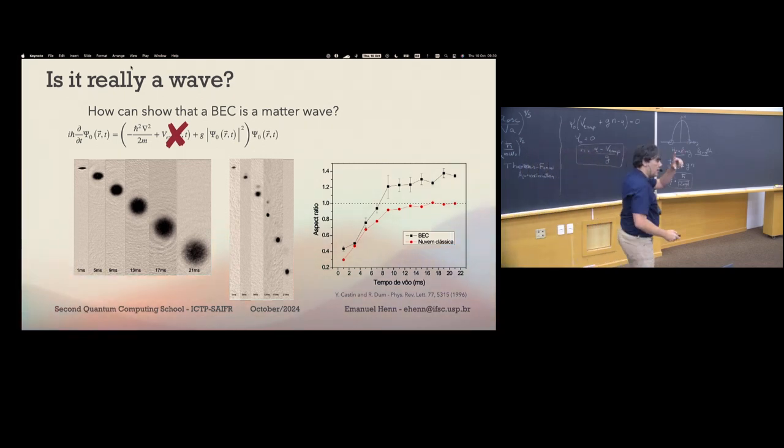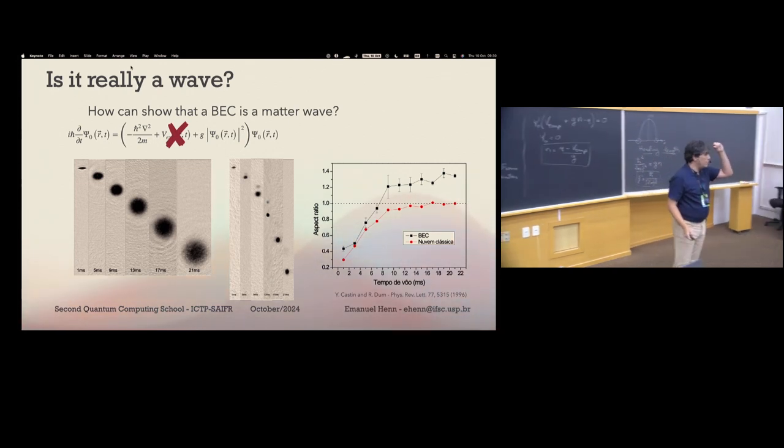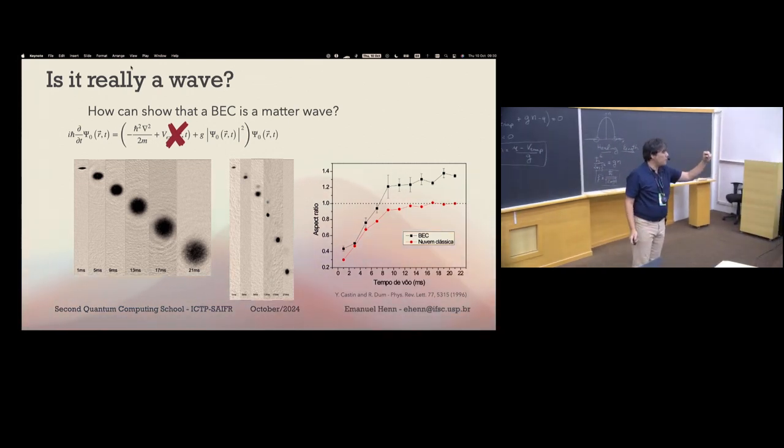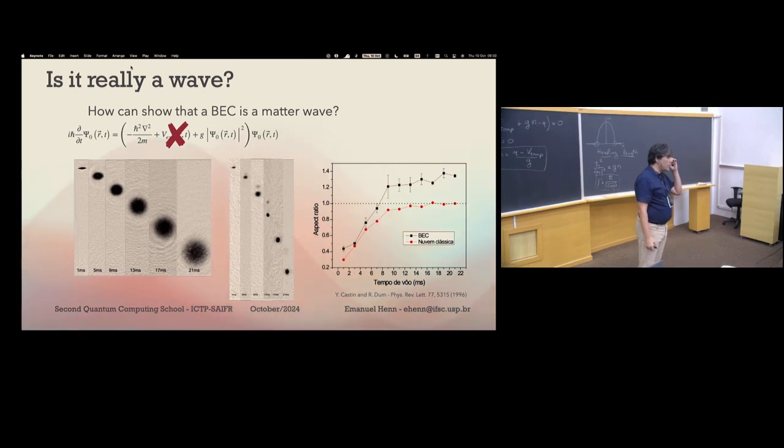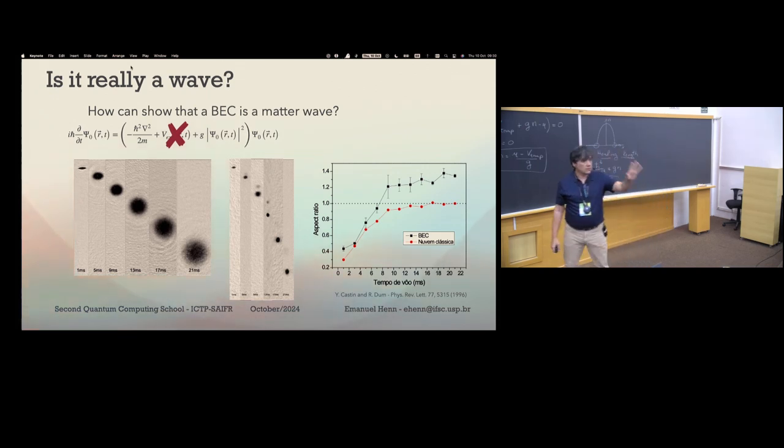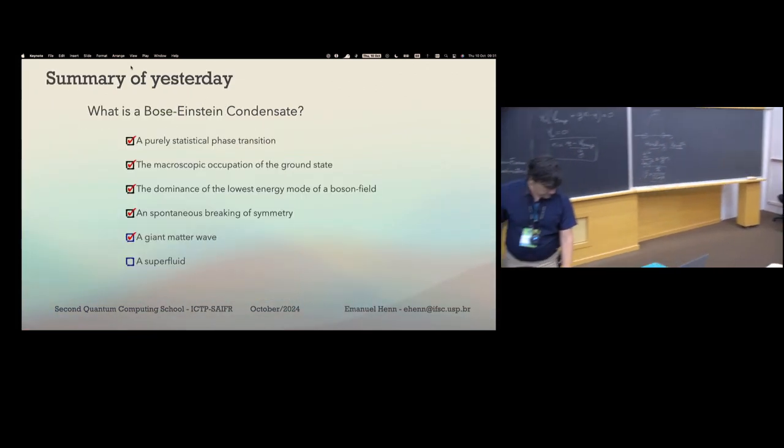Because I have a wave packet that is very compressed in one direction, it should expand quicker in this direction. It's a Fourier transform, no? Okay? Everyone good? Okay.